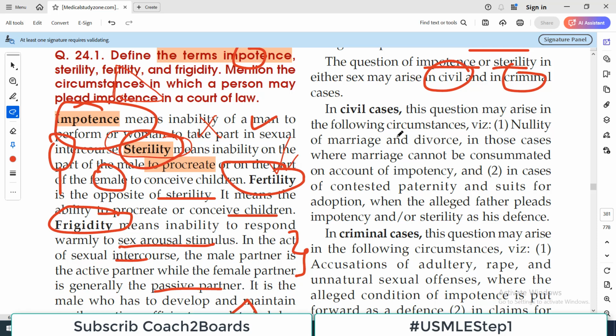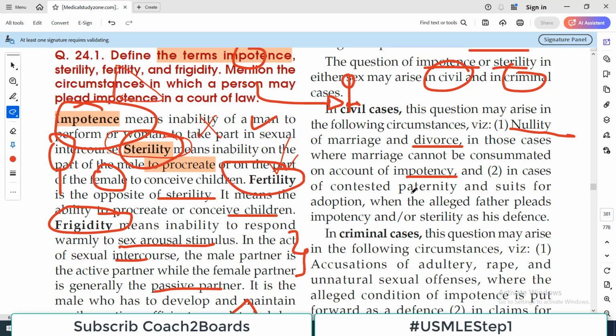So civil cases mein, for example, this question may arise in the following circumstances: nullity of marriage or divorce. In those cases where marriage cannot be consummated on account of impotency. Yani, if the female is complaining that my partner is just unable to perform sexual activity, so that is sometimes in the court presented as a case for divorce. The female requires obviously sexual activity and the male is impotent. So that's sometimes the basis of divorce.